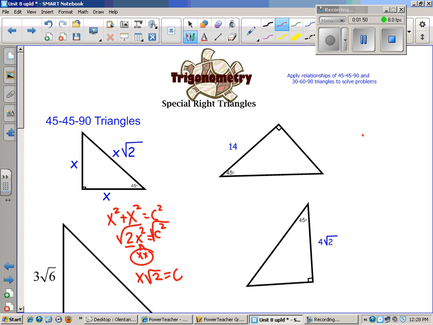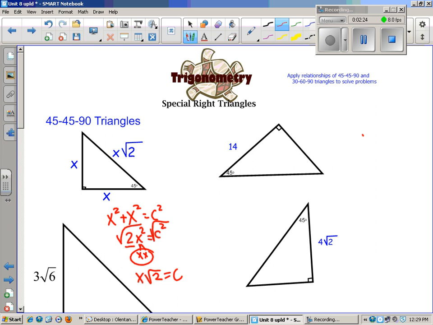So if this is 3 and this is 3, what's that one? 3 square root of 2, right? Because x is 3. If this is 7, what's this one? 7, and this is 7 square root of 2. If this one's 11, this one's 11, this is 11 square root of 2. If this is 5 square root of 2, then this is 5, and this is 5.